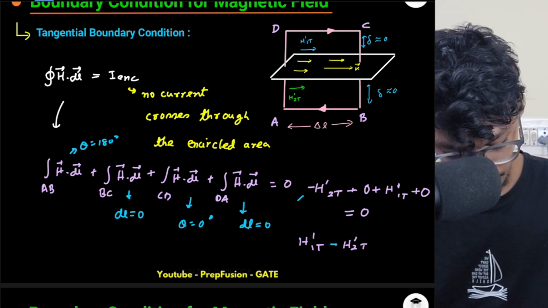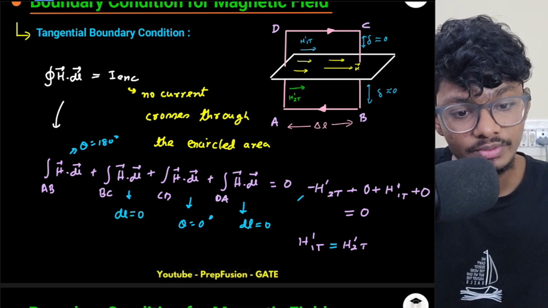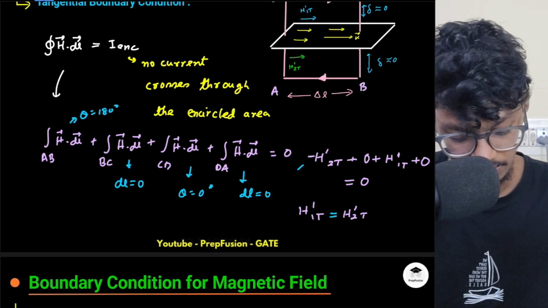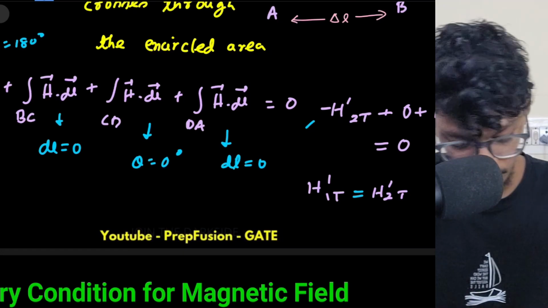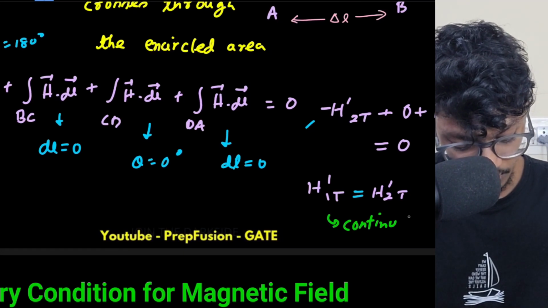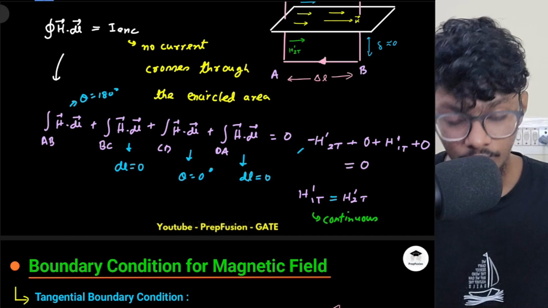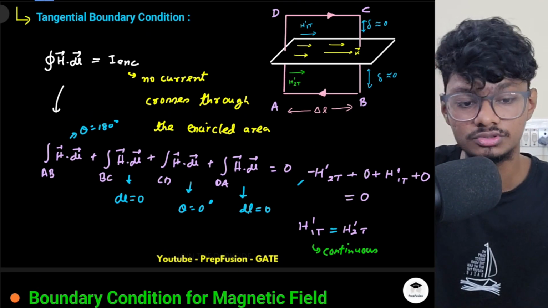So the component that is parallel to the surface current density will also be continuous. So one of the tangential components will be continuous. What about the other, the perpendicular component? Now I will choose the perpendicular component.